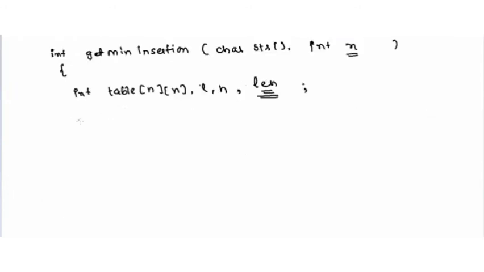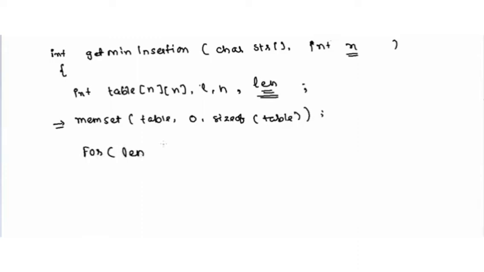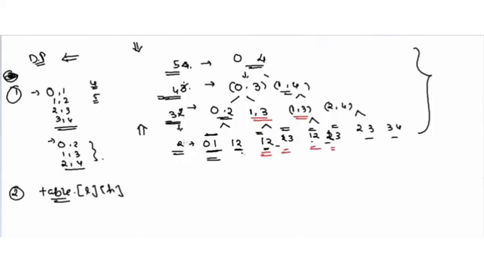Correct? So let's start. First of all, if you are writing in C, you need to do memset, which will fill up the table with all zeros. So we'll do something like this: memset table with 0 and size of table. That will fill all the entries of the table with zeros. Now let's start the for loop. We need to start the length from 1, length less than n, and length plus plus. So that means it will go for 1 length, 2 length, 3 length, 4 length, 5 length.